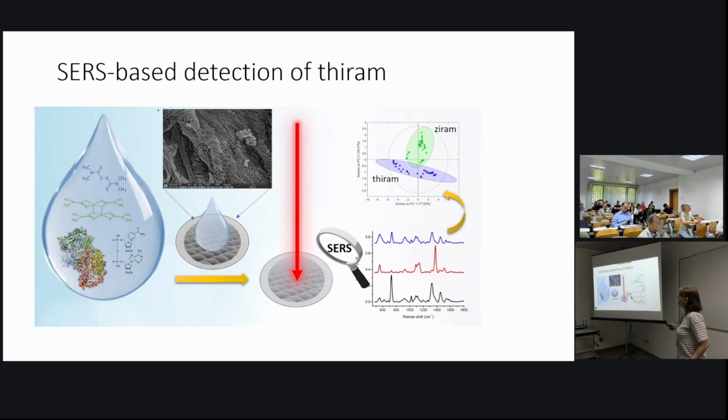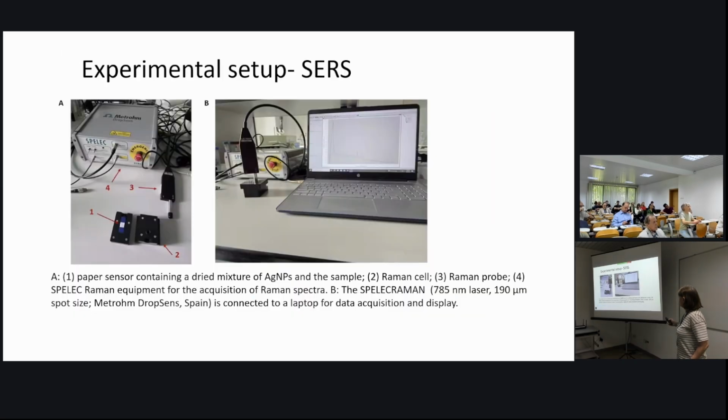So then we said, okay, we are going to use SERS because SERS provides a characteristic spectrum. We used a very simple approach with silver colloids that were mixed with the sample and deposited on a filter paper. Then this filter paper was illuminated with the laser and we obtained the SERS spectrum. This is the experimental setup. So this is the paper where we deposit the sample and this is the laser probe.